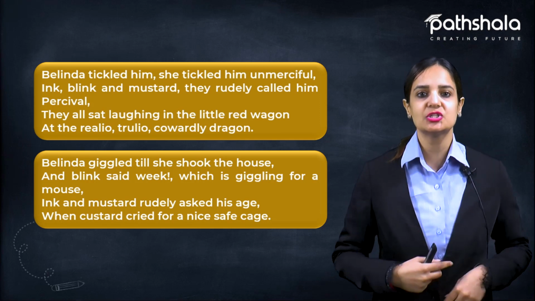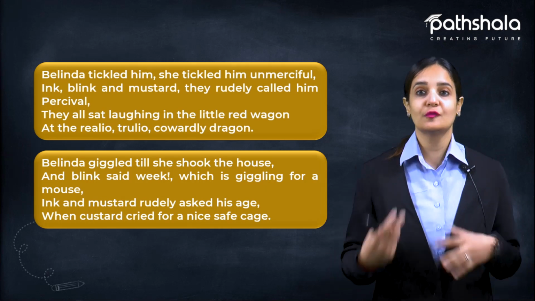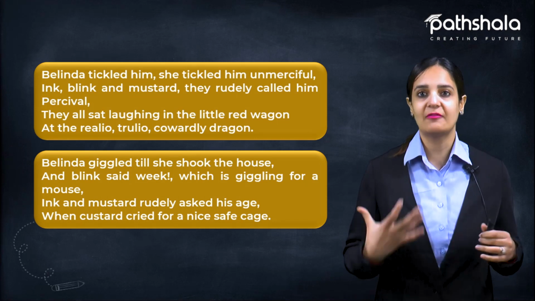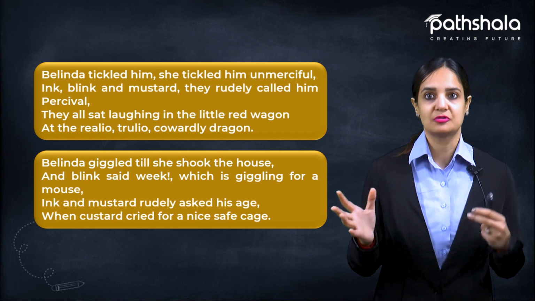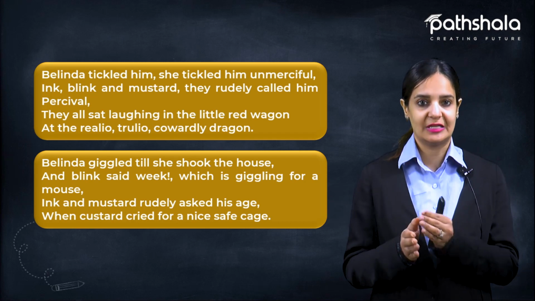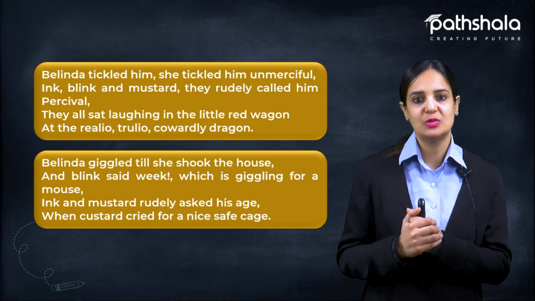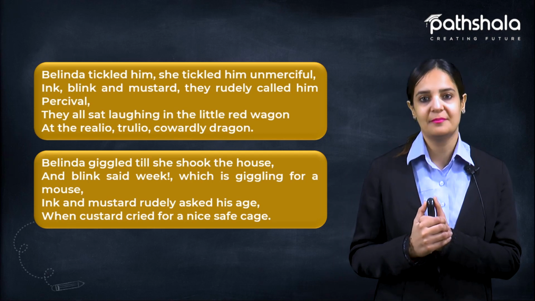Glenda giggled till she shook the house. She used to laugh so hard, like a mad girl, that the house even started shaking. And Blink said "weak," which is giggling for a mouse.